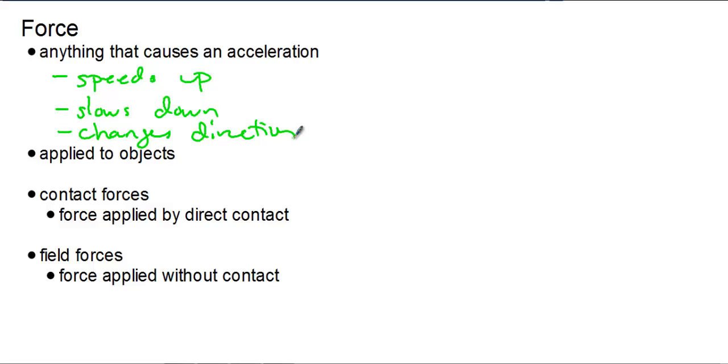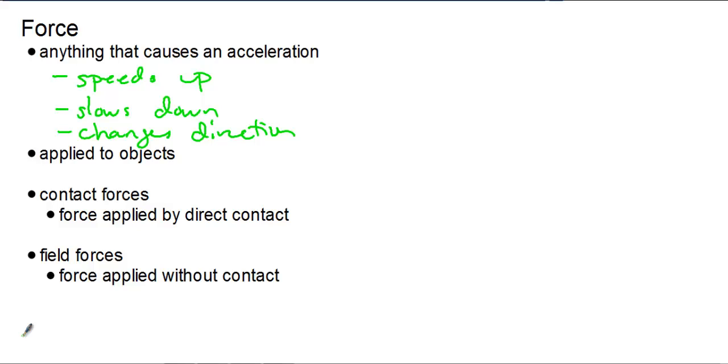Okay? An object cannot apply a force onto itself. There has to be some force applied from some outside thing, either an electric or a force field or some contact force. We'll look at those in a second. Okay? Contact forces are forces that are applied by direct contact, and those are pretty common things you think about. You sit in a chair, you're applying a force to the chair, the chair's applying a force back on you. That's direct contact. Field forces are forces that are applied without direct contact.